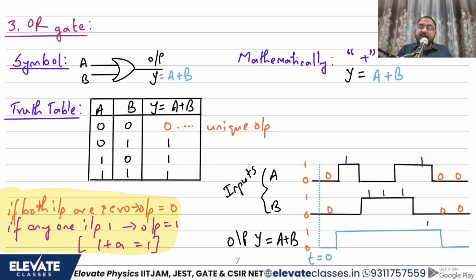So I have tried to give you a balanced picture of an OR gate using a truth table, summarizing the truth table, and giving you a timing diagram. Whichever way you choose to remember this, we have to remember these 3 logic gates, the 3 operations, and the 3 truth tables. That will help us to solve a variety of problems.